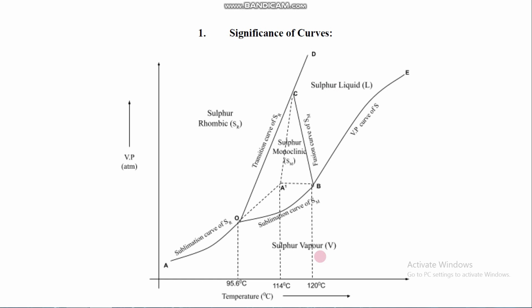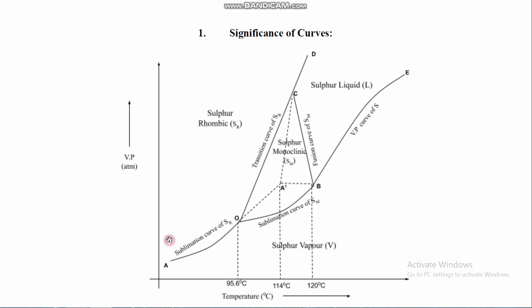These two crystalline states are in solid form, but they possess different physical properties. Sulfur rhombic is converted to sulfur monoclinic at a particular temperature. That temperature is known as the transition temperature.